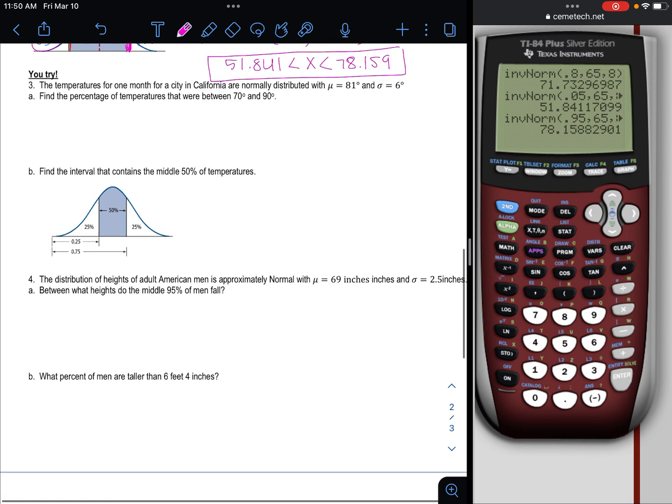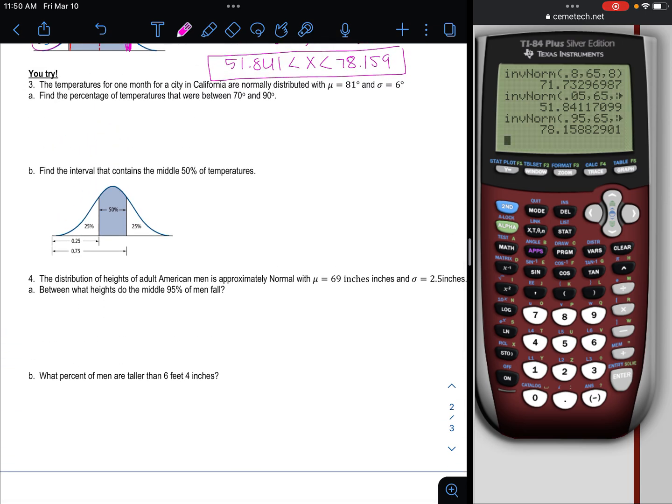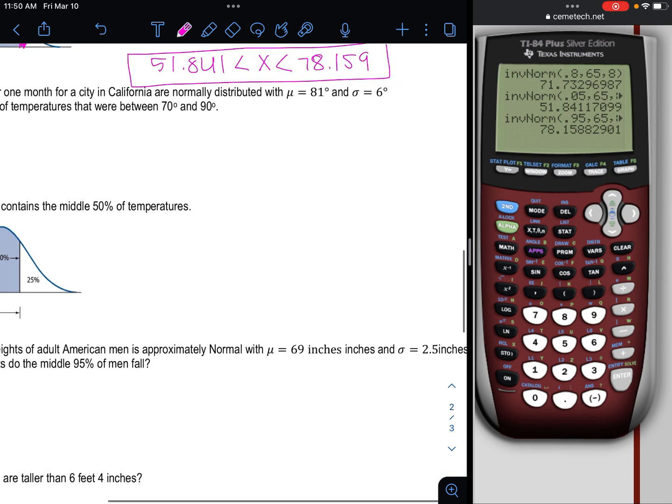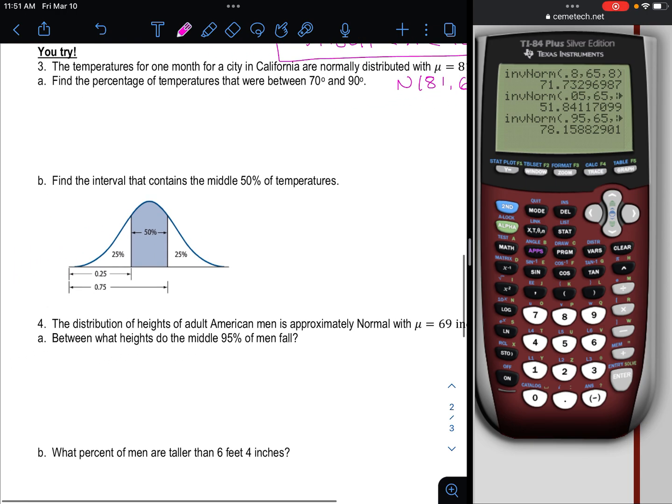All right, so I have two problems here that have parts A and B for you to try. If you want to pause the video and try them yourself, it's a mixture of using both of those functions in your calculator. If not, I'll show you how to do them right now. So it says the temperatures for one month for a city in California are normally distributed with a mean of 81 and a standard deviation of 6. Find the percentage of temperatures that were between 70 and 90.